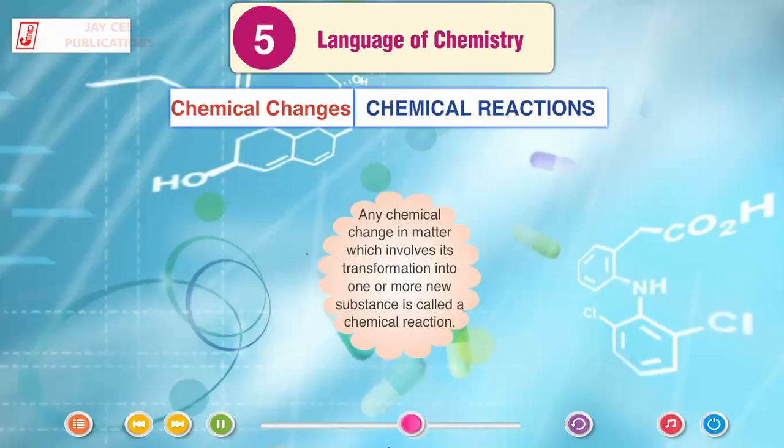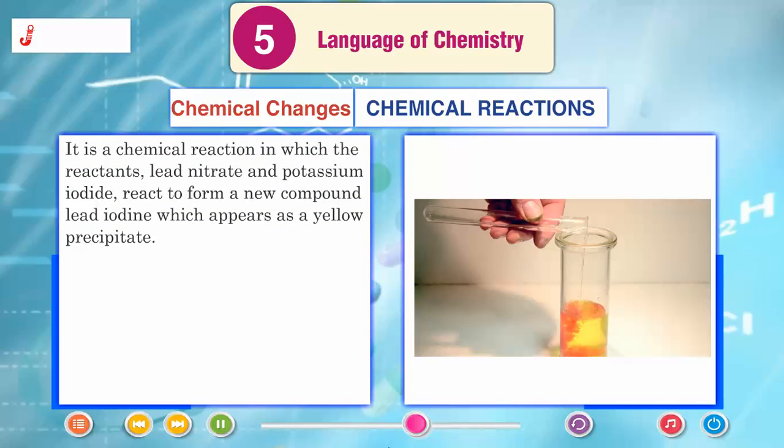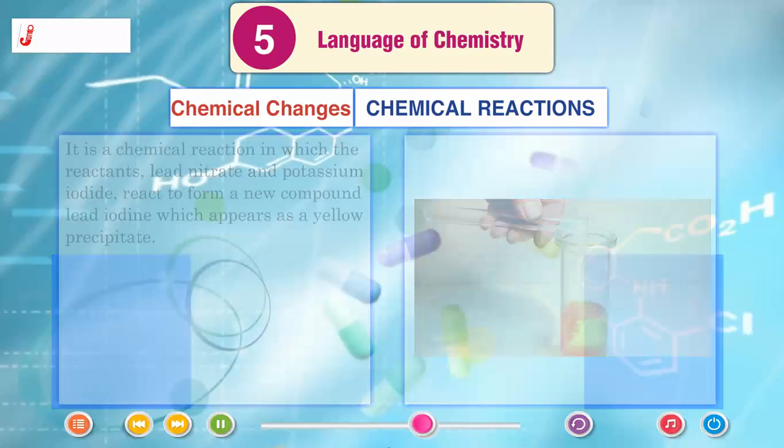Any chemical change in matter which involves its transformation into one or more new substances is called a chemical reaction. It is a chemical reaction in which the reactants lead nitrate and potassium iodide react to form a new compound, lead iodide, which appears as a yellow precipitate.